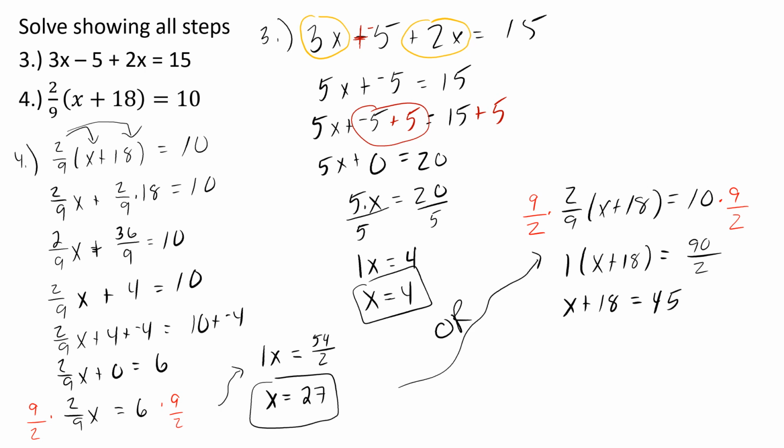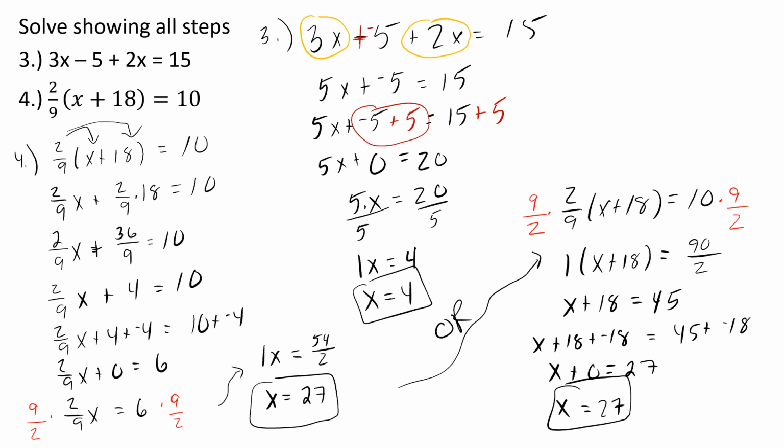And now we actually have a one-step equation. We have the x plus 18. And if I don't want the 18, I could add negative 18. Just make sure that whatever you do to one side, you do to the other. So this gives us x plus 0. 45 plus negative 18 is 27, and x is equal to 27.